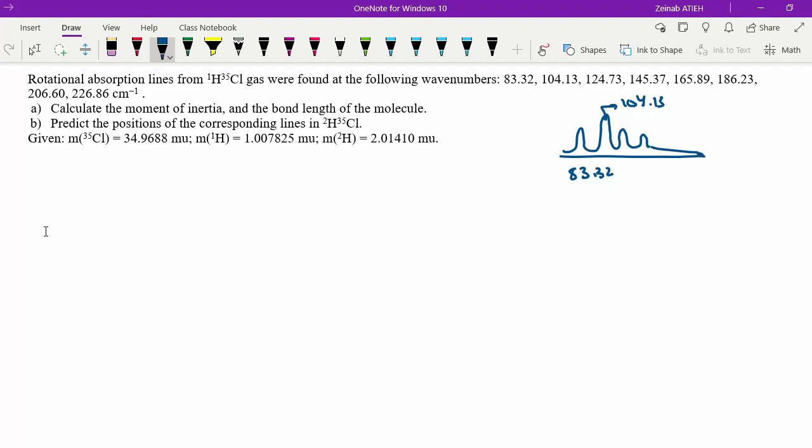One important thing is that we know the spacing between the lines of a spectrum. The spacing is equal to 2 B bar, 2 of the rotational constant. So if we are able to calculate B bar from the spectrum, then we are able to calculate the moment of inertia because B depends on I. And then if we calculate I, we can calculate the bond length of the molecule. So let's do that. I have calculated the difference between two consecutive lines and it turned out to be like this. So this is part A.